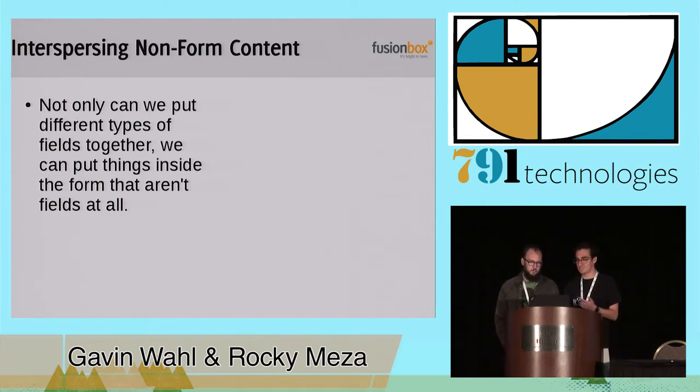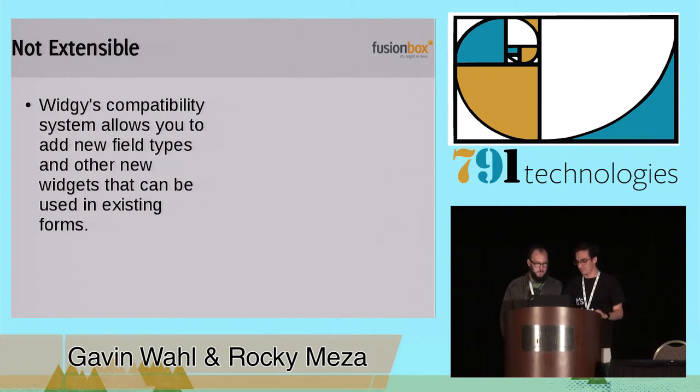Interspersing non-form content, just like Gavin said, we can use any model, so we can add images and videos and Google Maps, and we just do it. Since the generic foreign key is able to reference any model, sometimes you want to limit that. So Widgie provides a compatibility system that allows you to specify which tree relationships are possible. If you want to add a new field type, you can write a model and specify that it goes in a form, and now Widgie is able to add that field to a form.